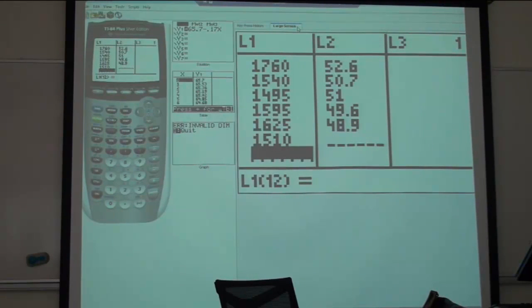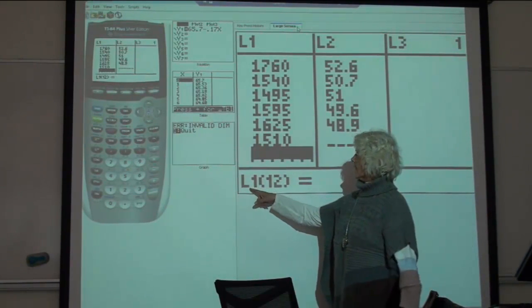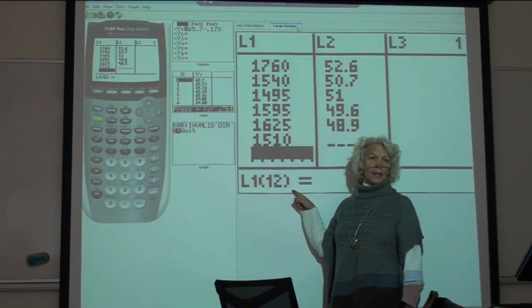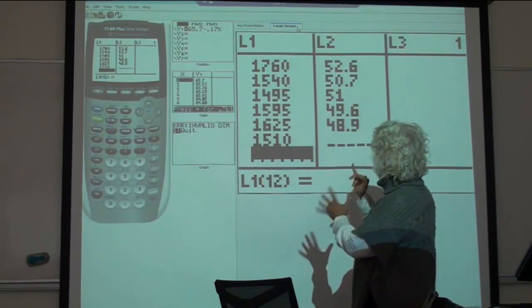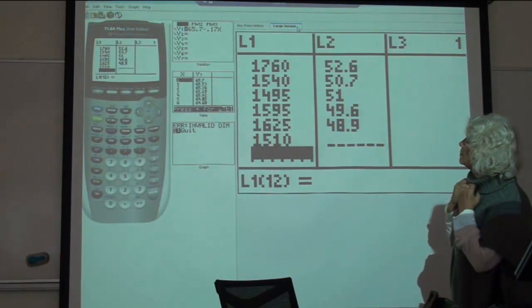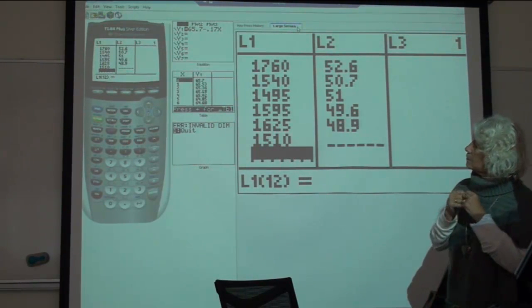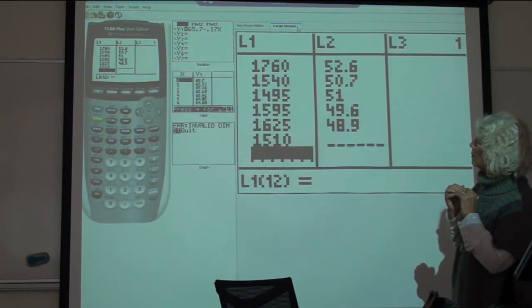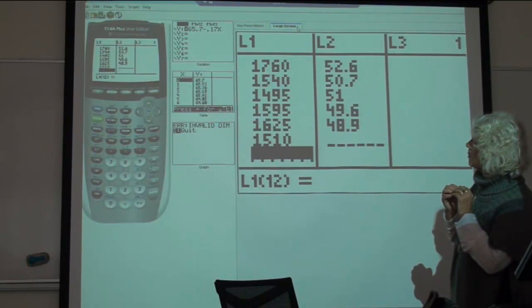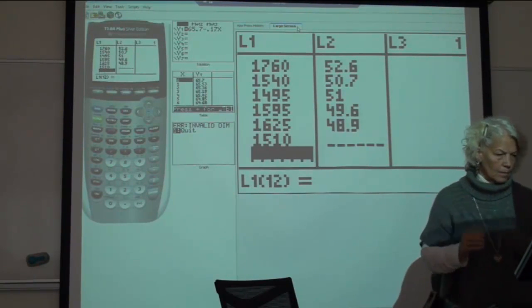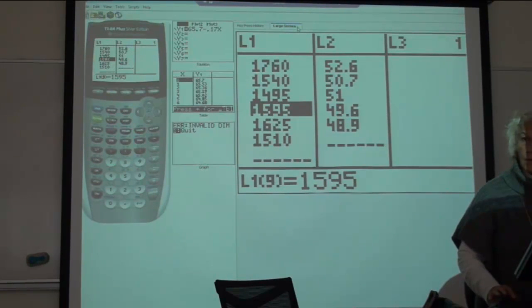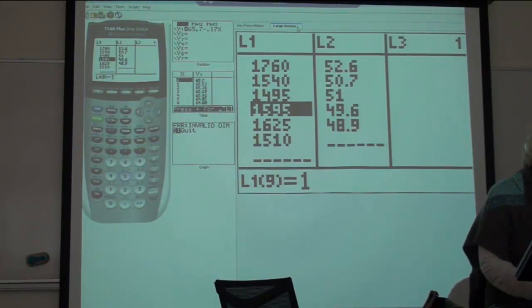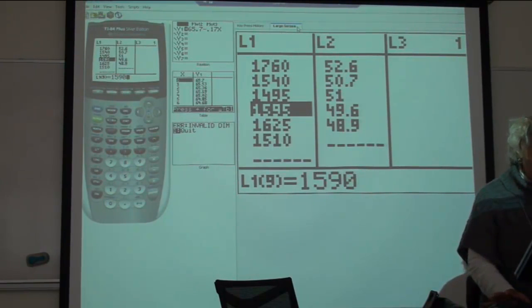So let's look at the bottom there where it says, on mine it's saying L12. One of them is wrong, it's 1590. One of them is wrong? It's 1590. Which one? 1590 instead of 1595. This one? Yes, 1590. Thank you.